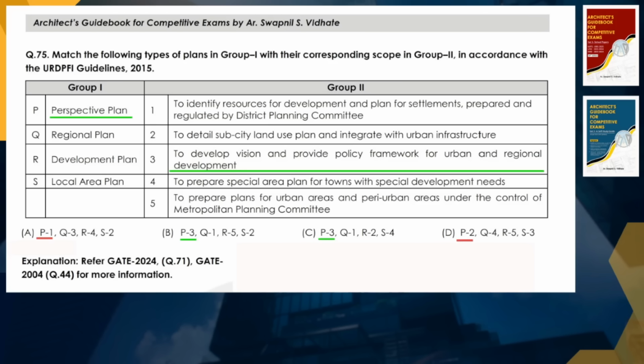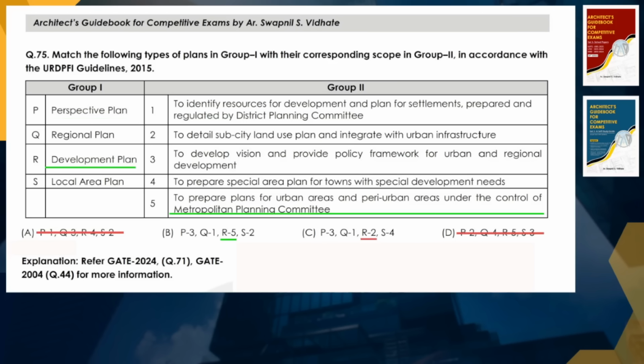So the first pair which we can match is perspective plan. It is for a state. It is for a complete state. So what does it include? It includes a vision or a policy framework for urban and regional development. As I just said, for perspective plan, the plan year is 25 years. The question related to this was also asked. So P3 is the first correct pair, where perspective plan is correctly described as to develop a vision and provide policy framework for urban and regional development. So option A and option D will be the incorrect ones, right?